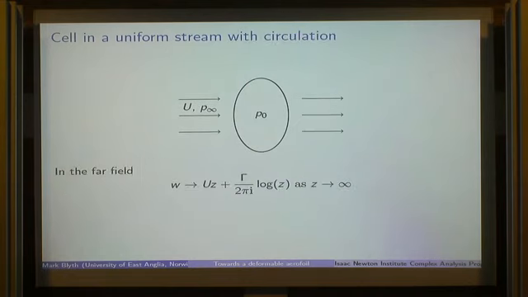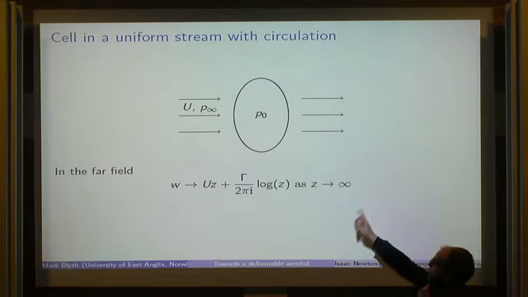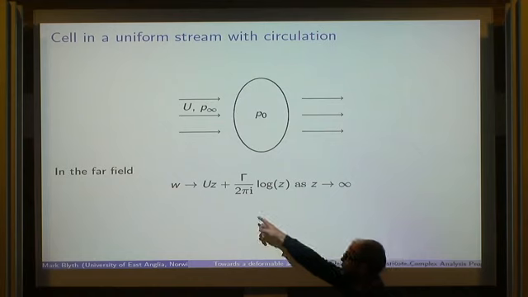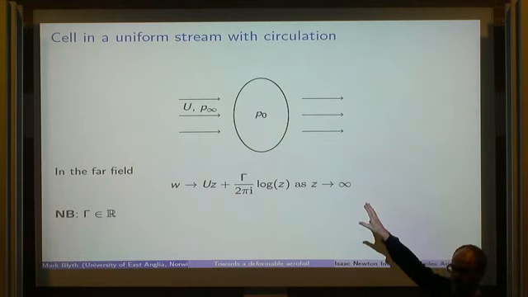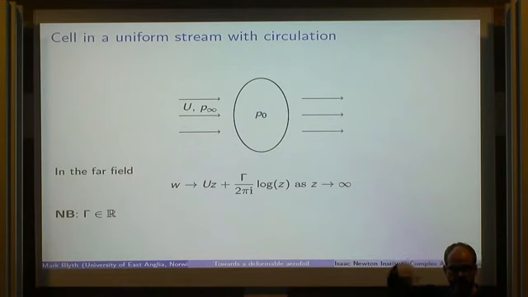Now the setup in the far field, because I'm interested in aerofoils, I want to allow this thing to have some lift on it. So I'm going to take the flow in the far field to be a uniform stream, so capital U times z, and to have some circulation in the normal format, so capital Gamma times log z. And capital Gamma, I'm going to be careful to take to be real, because I want to conserve area inside my cell. So I'm going to not only conserve the perimeter of the cell, I'm going to demand that the area inside the cell is conserved as well.